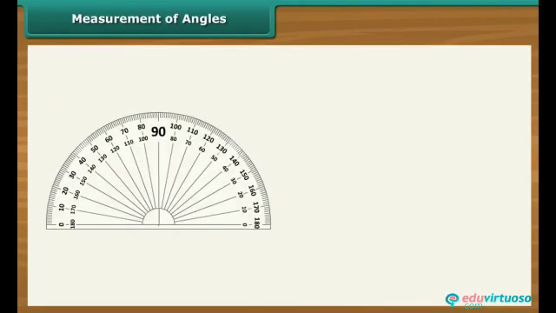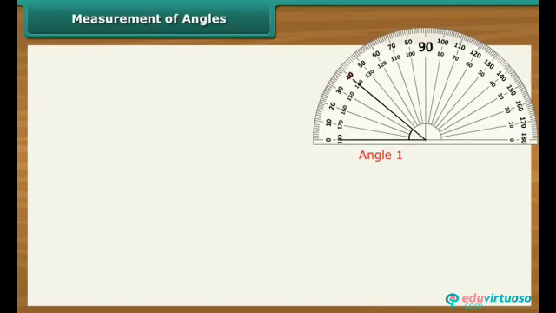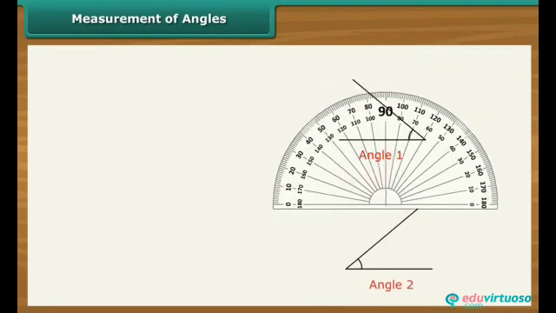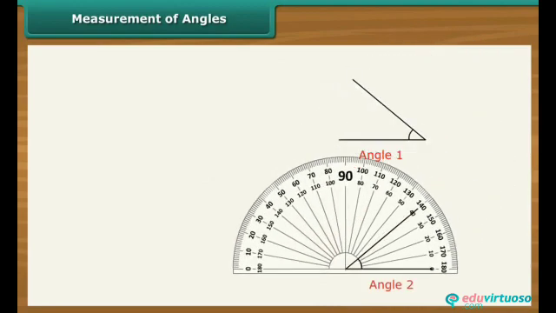Measurement of angles. Let us now learn to measure angles with a protractor. Protractor is a semicircular geometric instrument with markings from 0 to 180. These markings represent degrees. The outer markings are used to measure an angle whose vertex is formed on the left. The inner markings are used to measure an angle whose vertex is formed on the right.